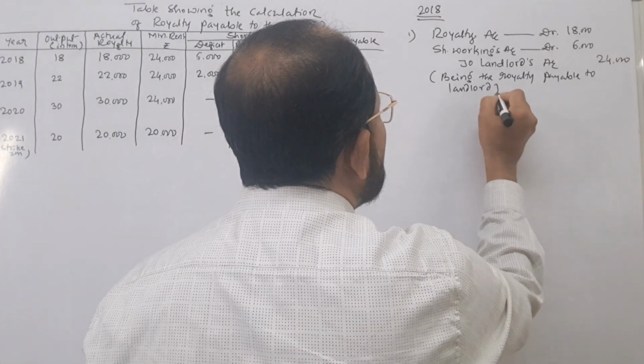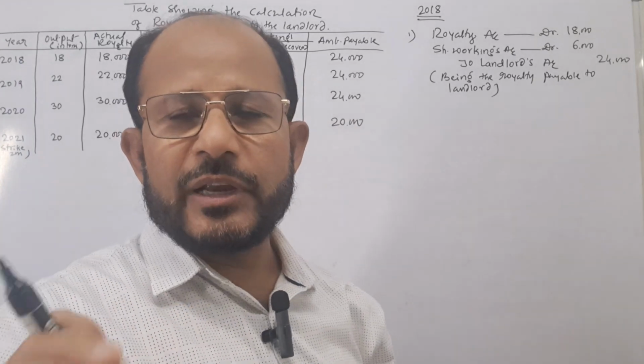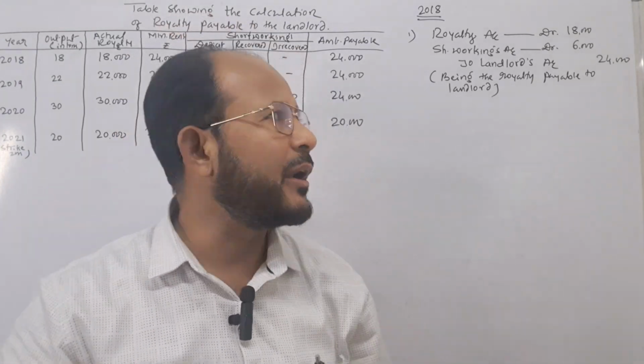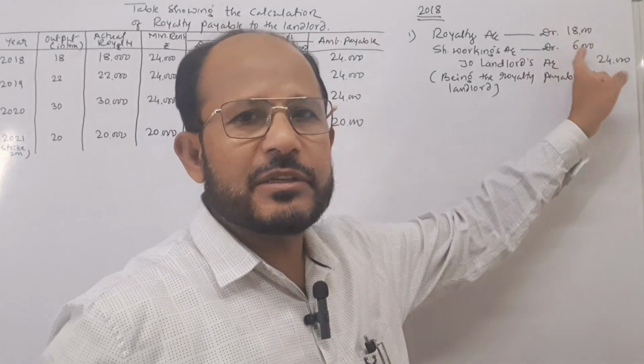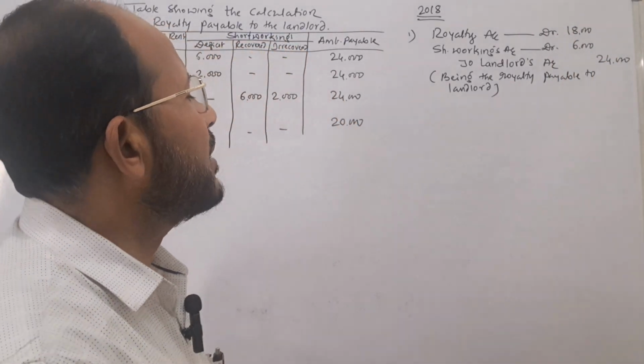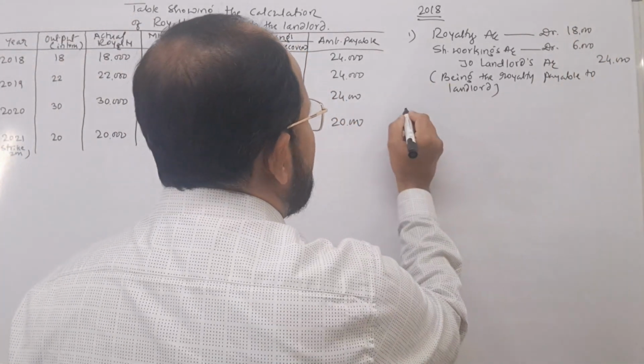Here royalty means what? Here 24,000 we have to take minimum rent. Minimum rent is to be taken here. 18,000 plus 6,000, 24,000 is to be taken. This is the first journal entry.